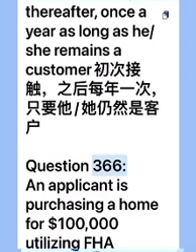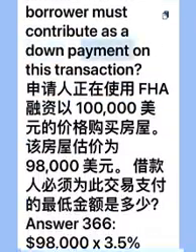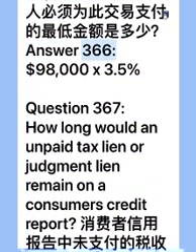Question 366. An applicant is purchasing a home for $100,000 utilizing FHA financing. The home appraises for $98,000. What is the minimum dollar amount that the borrower must contribute as a down payment on this transaction? Answer: $98,000 times 3.5%.